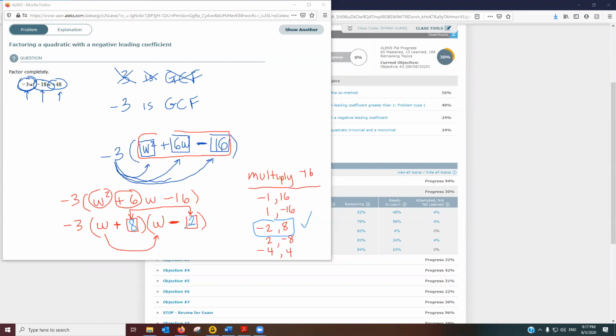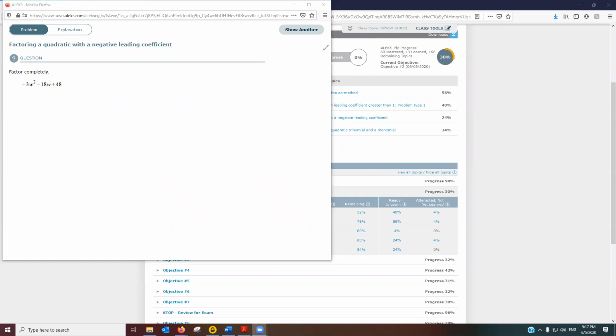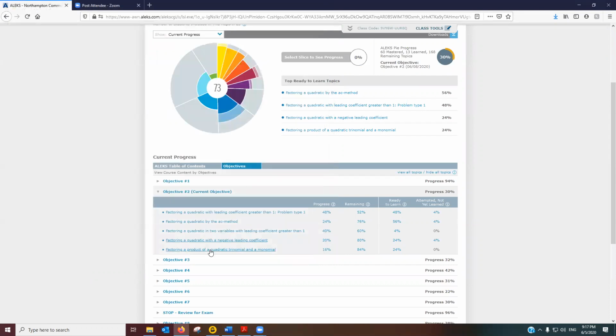All right, so this is having a negative leading coefficient, and you want to be sure to factor out the negative sign as part of the greatest common factor, because then you'll end up with a positive w squared or a positive x squared, which makes the factoring much easier when that w squared term is a positive value. All right, so how about if we look at one more here?